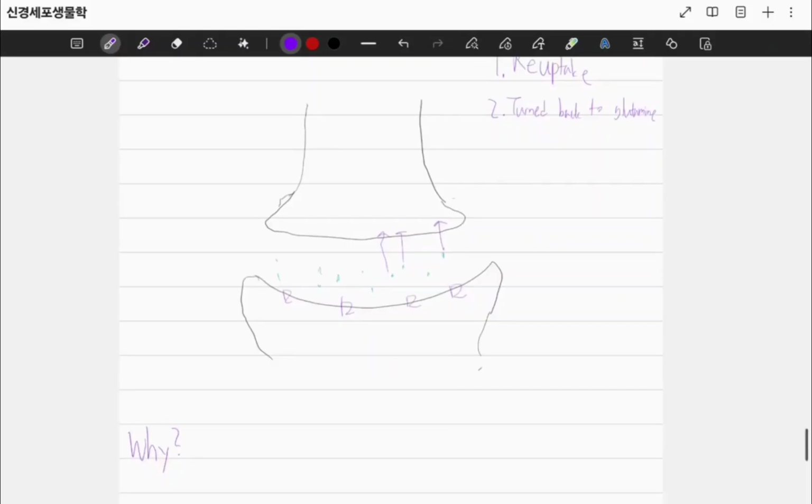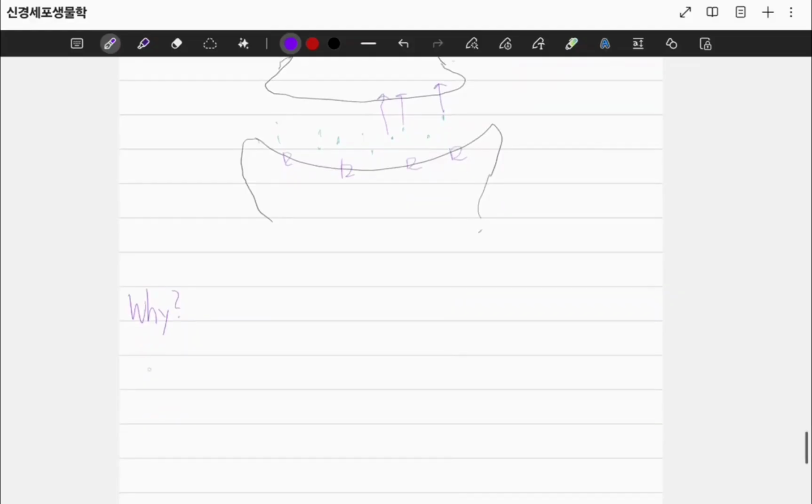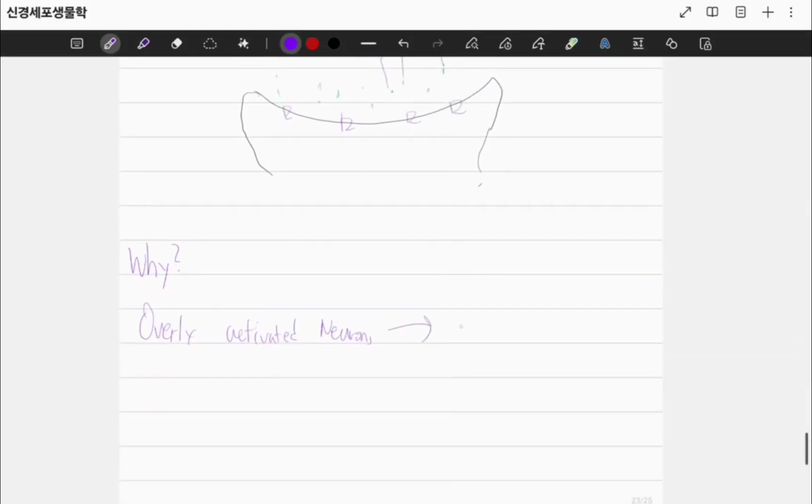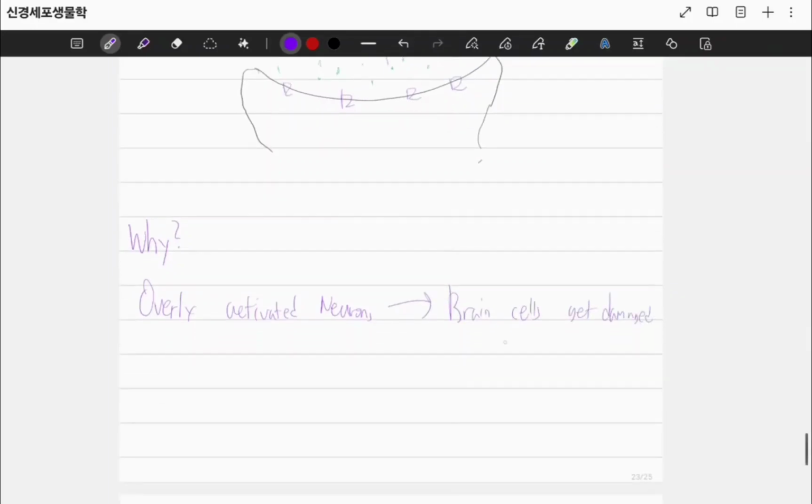Then why do we need this process of terminating it? Of course, glutamate is a crucial part of our body, but when there is too much, it leads to overly activating neurons. And when neurons are overly activated, brain cells get damaged. And this could lead to diseases like dementia or something else.